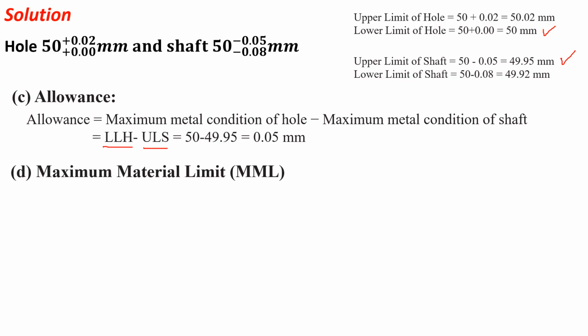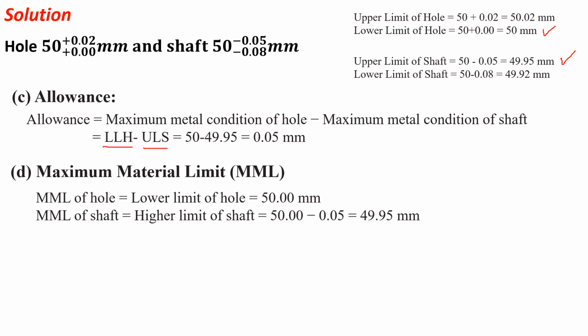So next we have to determine the maximum material limit. We know that maximum material limit of the hole equal to the lower limit of the hole, which is equal to 50 mm, and maximum material limit of the shaft equal to higher limit of the shaft, that is upper limit of the shaft. So here upper limit of the shaft is 49.95. So maximum material limit on the shaft is 49.95 mm.